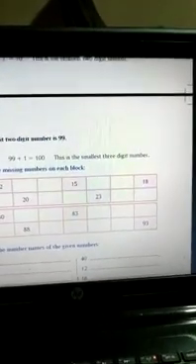Now we move forward. The largest 2 digit number is 99. And how? Addition 1. 99 plus 1 equals to 100. So this is the smallest 3 digit number.